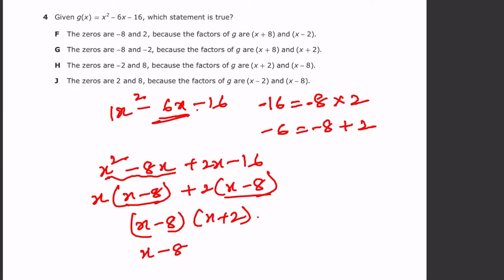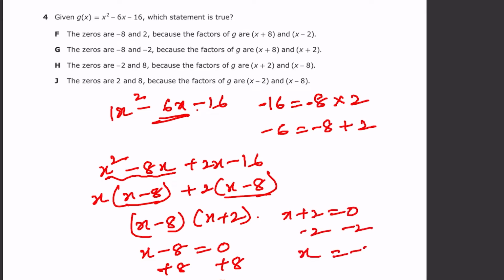So x minus 8 is equal to 0 means you're going to add plus 8 on both sides. So x is equal to 8. And x plus 2 is equal to 0 means you're going to subtract 2 on both sides, so x is equal to minus 2. So where are you getting x is 8 and minus 2? x plus 2 and x minus 8 is in option H. So therefore H is your answer.